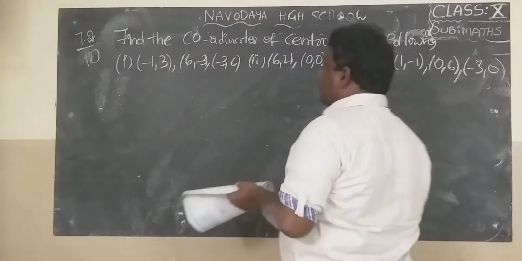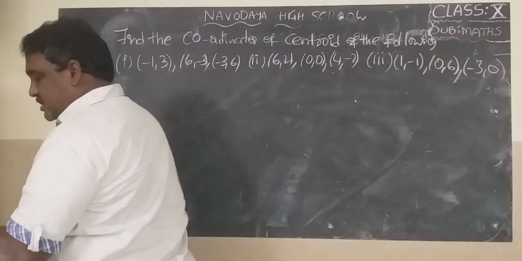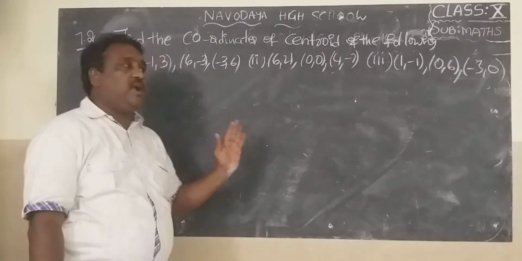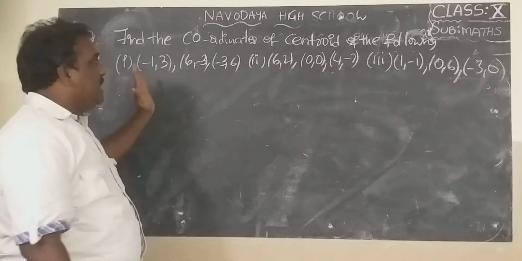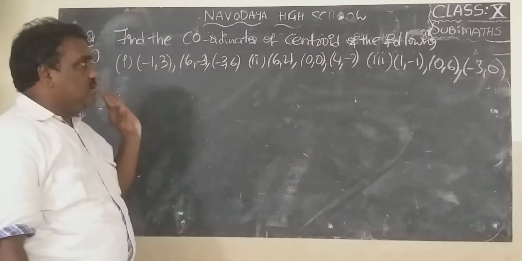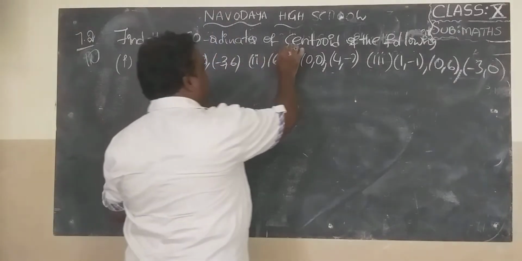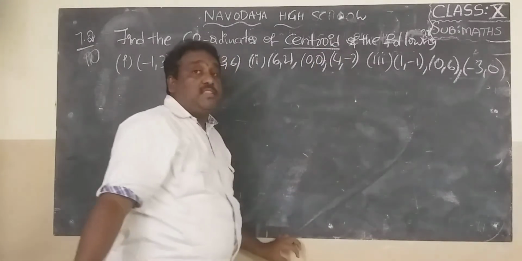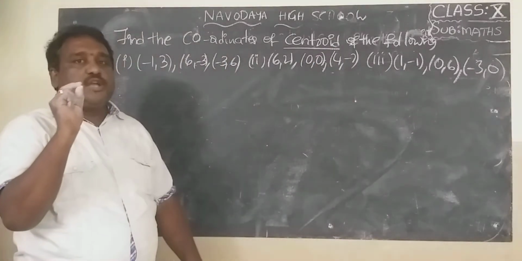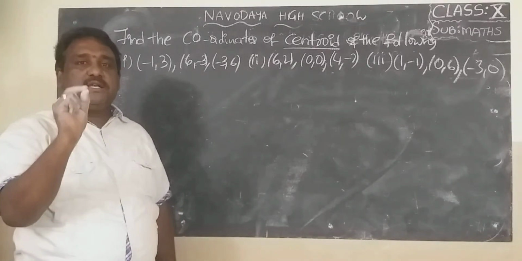So totally 3 problems are there in problem number 10, and problem number 10 belongs to centroid. Find the coordinates of the centroid of the following. I want to explain only the first one. You try the remaining 2 sums. I told you already the definition of centroid. The point of concurrency of medians of a triangle is known as centroid, and it is represented by letter G.